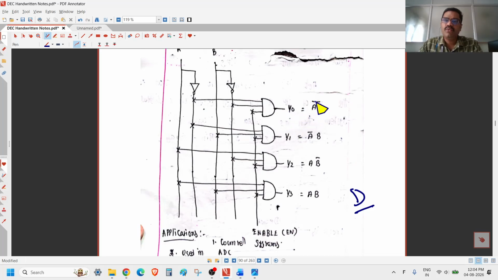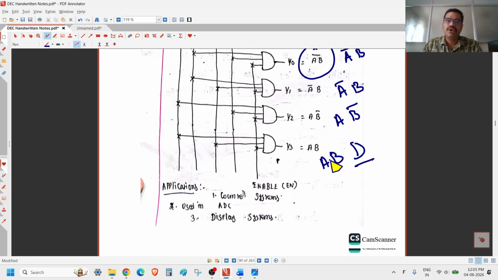Okay, so in this part the y0 output will be a bar into b bar. It is not a b the whole bar, okay, but it is a bar into b bar, and here the output will be a bar into b, and here the output will be a into b bar, and here the output will be a into b, right? This is how the decoder will be designed.